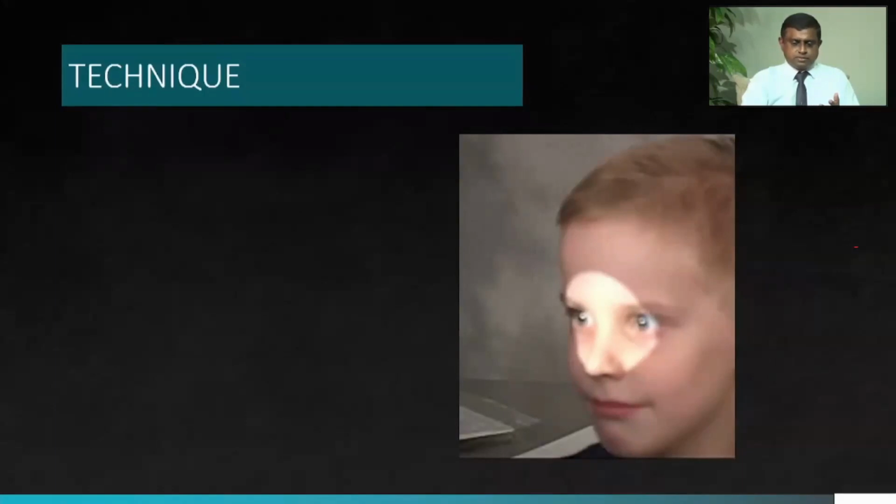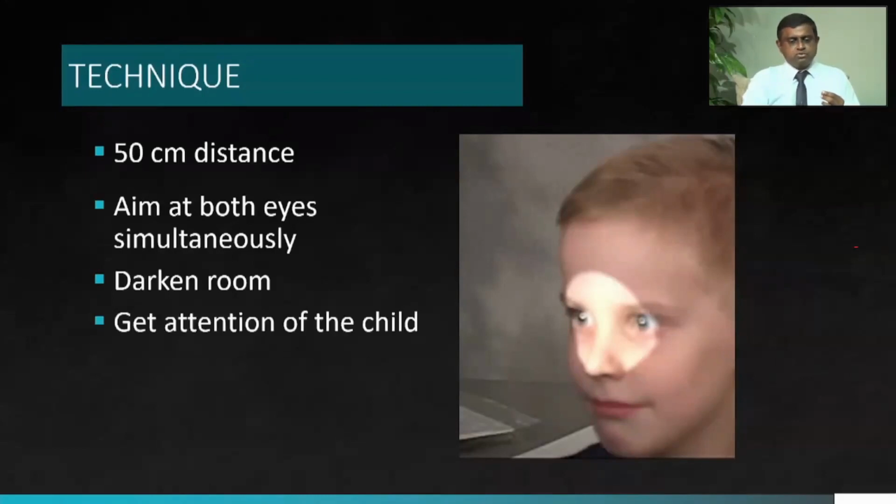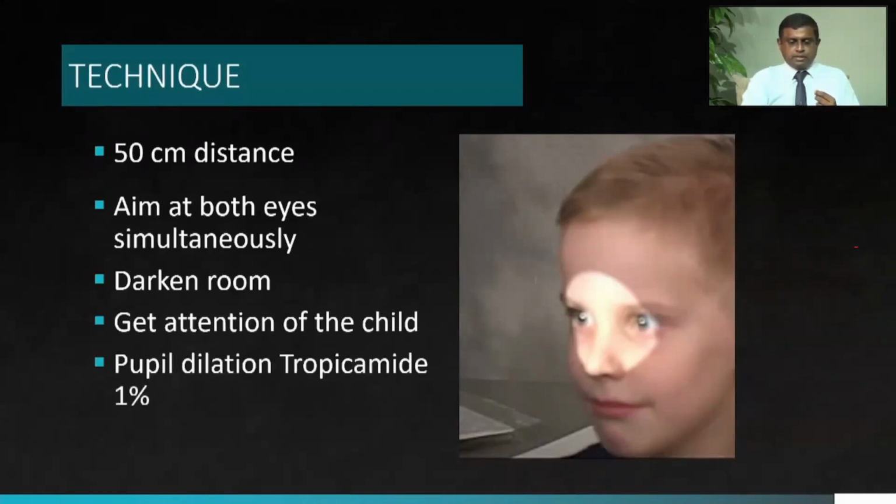So it's not fundoscopy. It's done about 50 centimeters away from the patient, and it's better to aim at both eyes simultaneously. It's better to do this test in a darkened room, so you will see the dilatation of the pupil due to darkening. Get the child's attention, but do not encourage the child to look at the light of the ophthalmoscope, otherwise the pupillary light reflex will come up, the pupils will constrict, and you will not see the red reflex properly. And if the pupils are very small, you can dilate with tropicamide 1%, which is a harmless drug to use in any clinic.